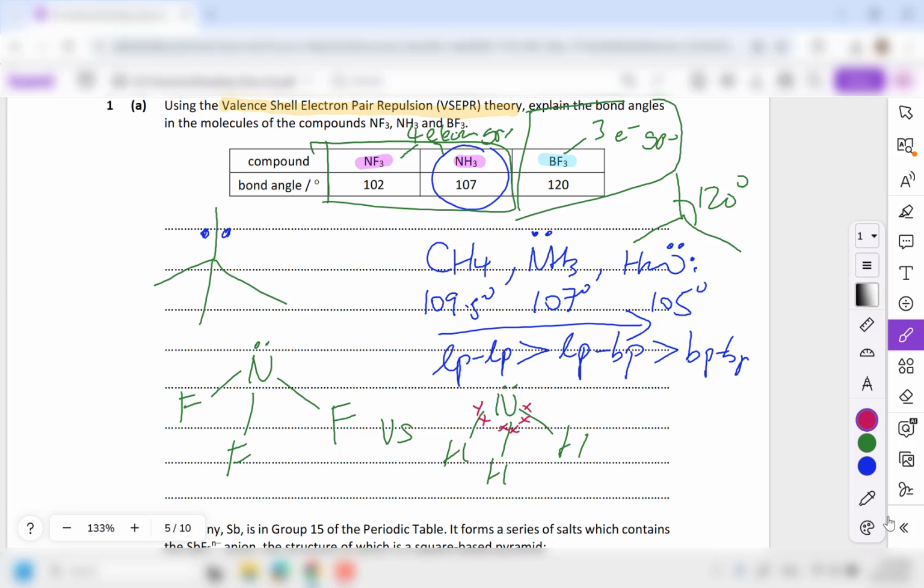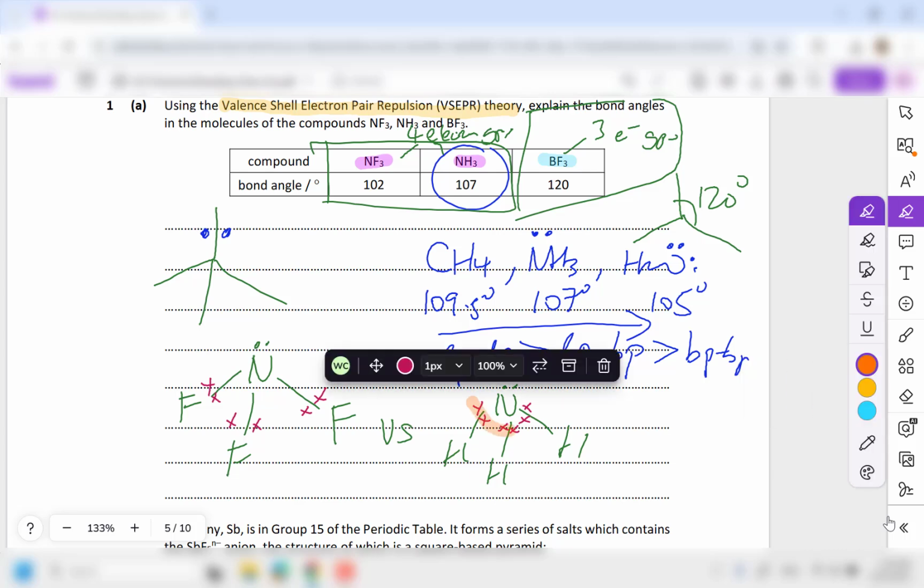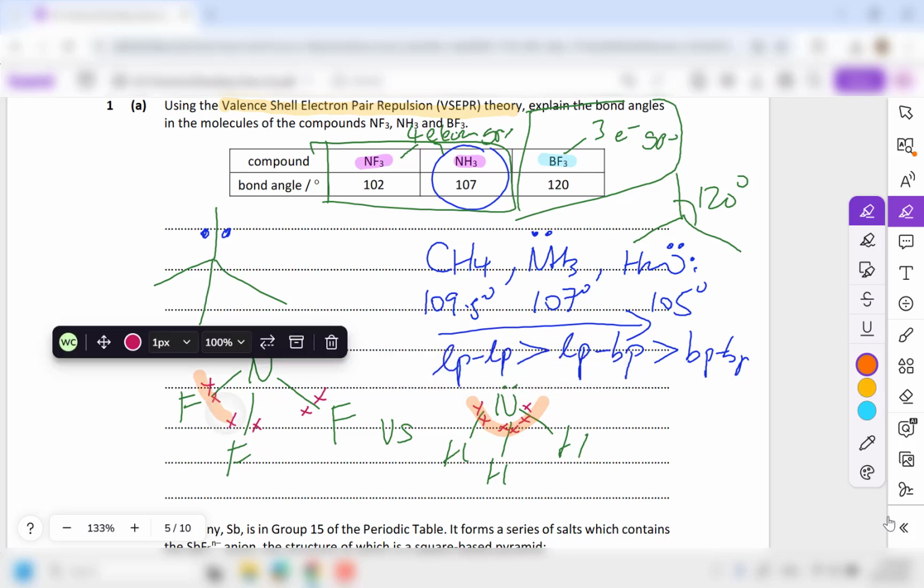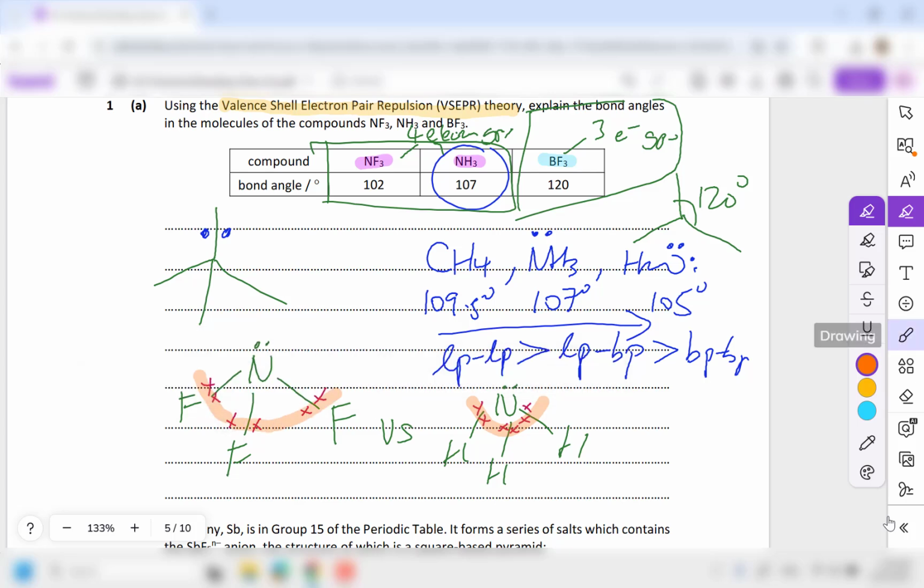Why is that the case? Because between nitrogen and hydrogen, nitrogen is more electronegative as compared to hydrogen. So I will expect the bonding electron pair to be closer to nitrogen. In contrast, for NF3, fluorine being more electronegative than nitrogen, I expect the bonding electron pair to be further away. So if you look at both situations side by side, you will notice that the bonding electron pair in ammonia is actually closer to the central atom as compared to that in NF3.